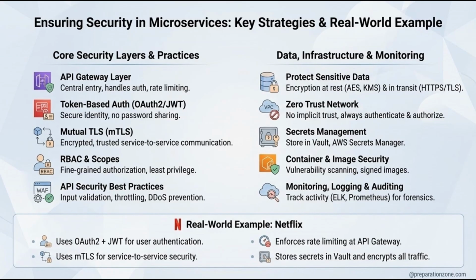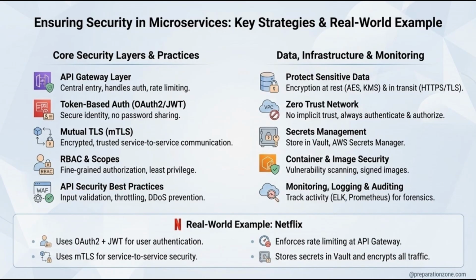Role-based access control, that is RBAC, with scopes, gives fine-grained authorization. Services and users only get the access they truly need, reducing the risk. We reinforce APIs with best practices like strict input validation, throttling, and rate limiting to protect against DDoS, brute force, and injection attacks. All sensitive data is encrypted both at rest, using algorithms like AES or KMS, and in transit, like HTTPS or TLS, keeping it safe from hackers.